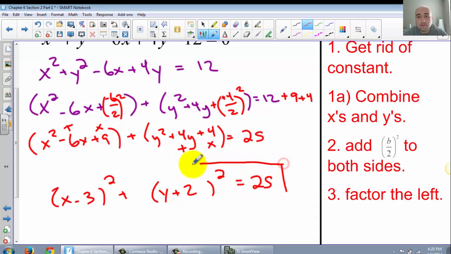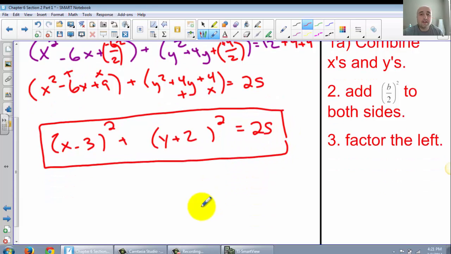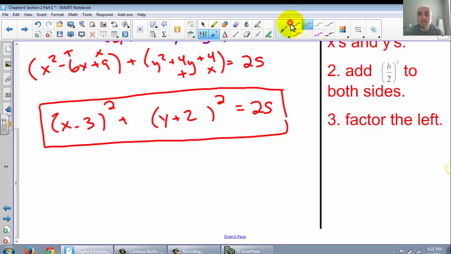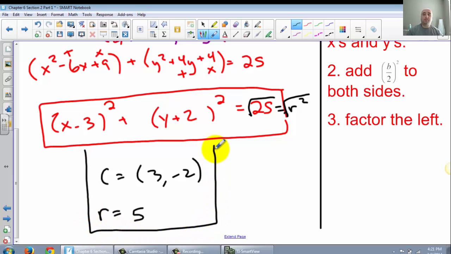If you notice now, this equation is in center-radius form. The last part of the question says, what is the center and what is the radius? Center: the opposite of negative 3 is 3, the opposite of positive 2 is negative 2. So the center is at (3, negative 2), and this is equal to r squared. If I take the square root of both sides, what is r? The square root of 25 is 5. So there is the answer to the second portion of the question. That one's a little tough, so we'll get used to doing those tomorrow in class.